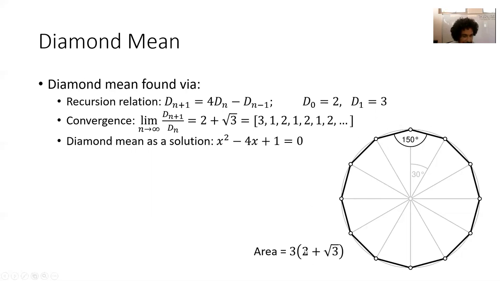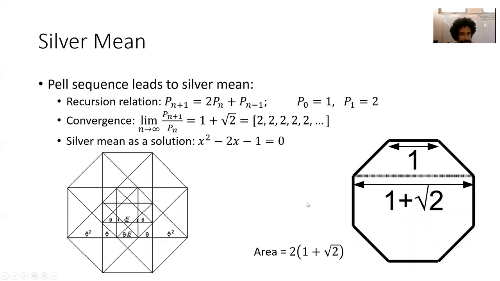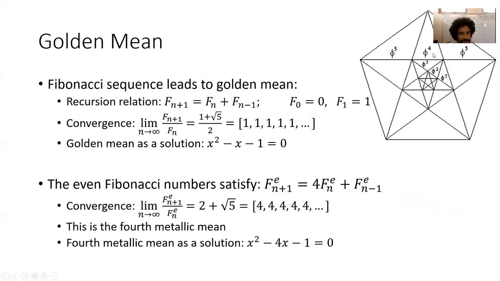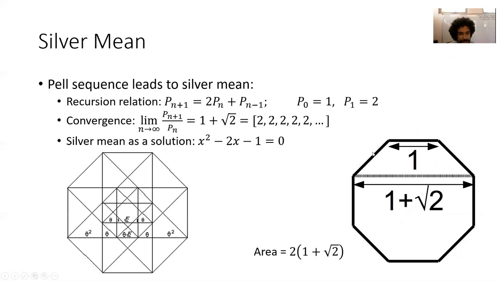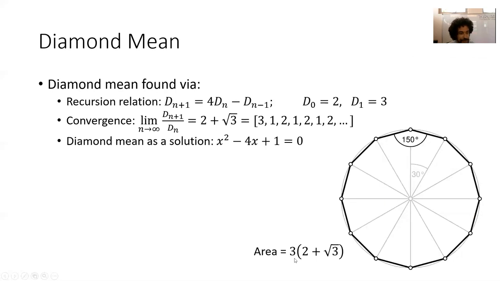a 12-sided object here. And it's kind of curious that quasicrystals in general tend to have 5-fold, 8-fold, and 12-fold symmetry. And the area of this dodecagon is related to this diamond mean here. So it's kind of interesting to see how these irrational numbers seem to be relating to symmetries associated with quasicrystals.